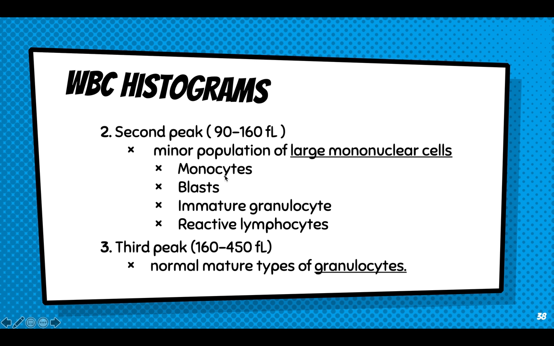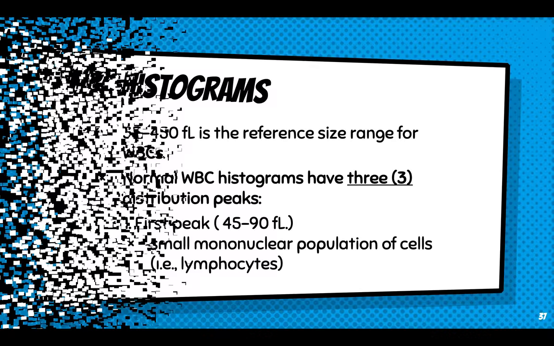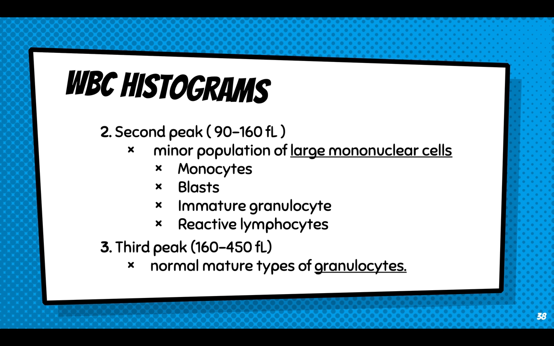So if in the first peak you will be identifying the lymphocyte, the second peak now will give you your monocytes. Okay, are we clear? And of course, the last part, the third peak now, will be giving you your granulocytes. We have your basophils, your eosinophils, and your neutrophils that range from 160 to 400 femtoliter. Okay, so let's review again. First peak, 45 to 90, that is your lymphocyte. Second peak, 90 to 160, that is your monocytes. Your third peak, 160 to 450 femtoliter, that is your granulocytes, your eosinophil, baso, and your neutrophils.